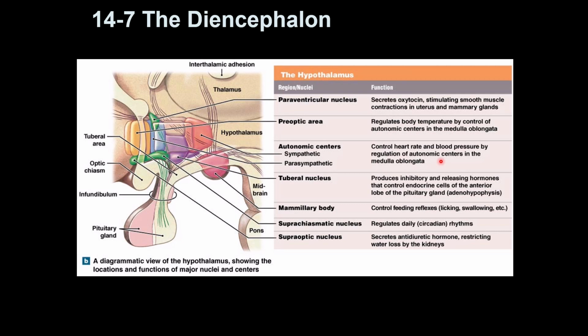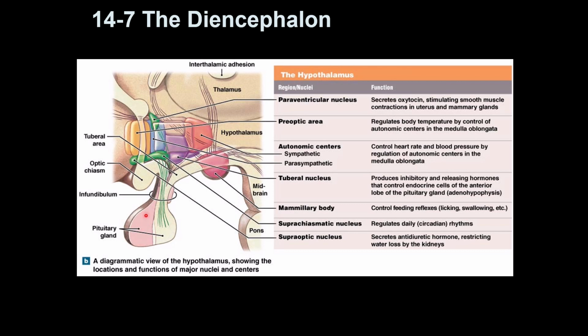Then the tuberal area that I told you about before, and this is the area that produces different hormones, and this is the tuberal nucleus, and this is the tuberal area that goes and affects the anterior part of the pituitary gland, these hormones.